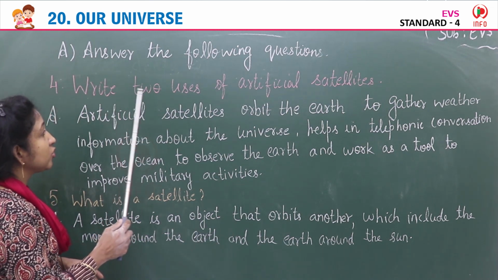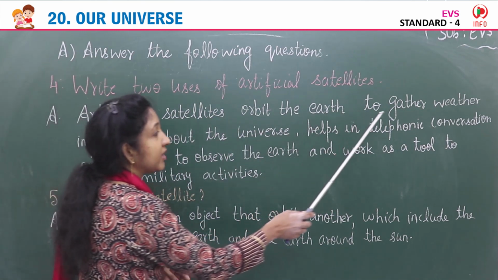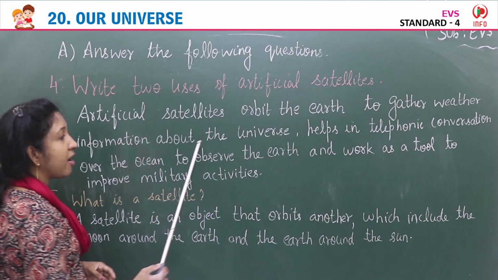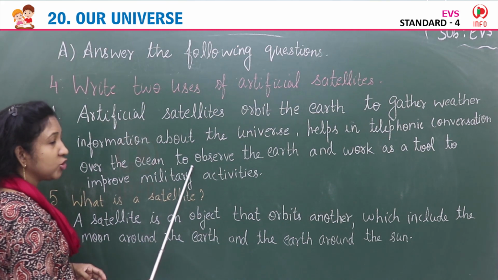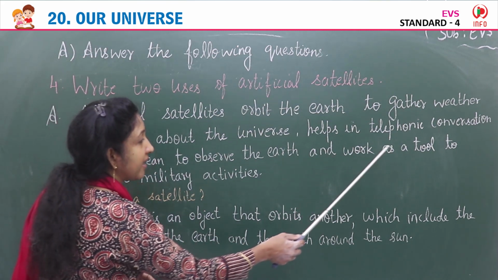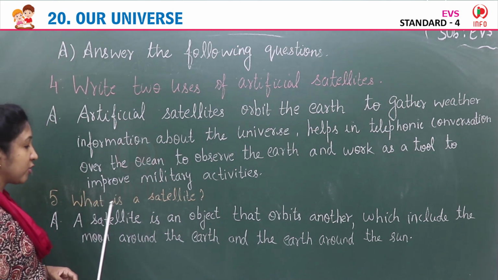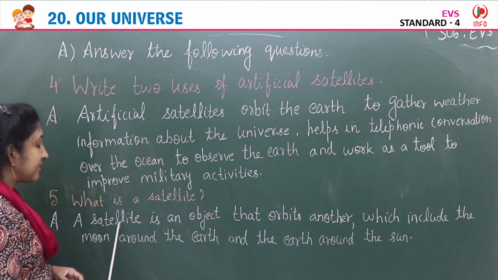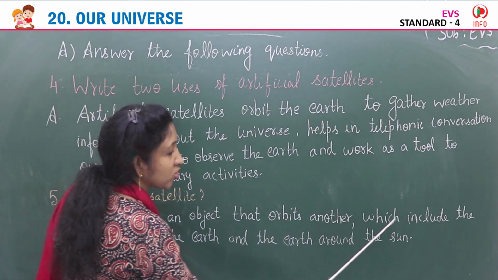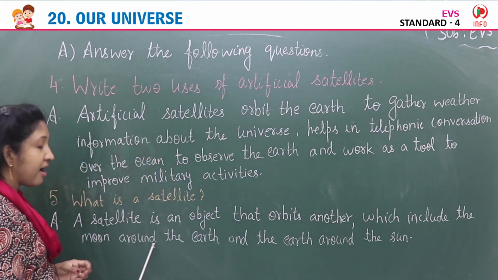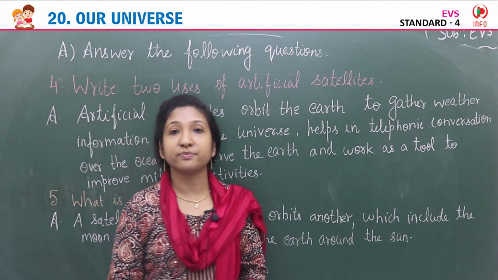So write 2 uses of artificial satellites. Artificial satellites orbit the earth to gather weather information about the universe, help in telephonic conversation over the ocean, observe the earth, and work as a tool to improve military activities. Last question, the 5th question. What is a satellite? A satellite is an object that orbits another, which includes the moon around the earth and the earth around the sun.